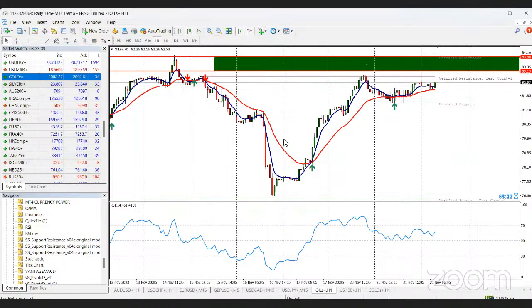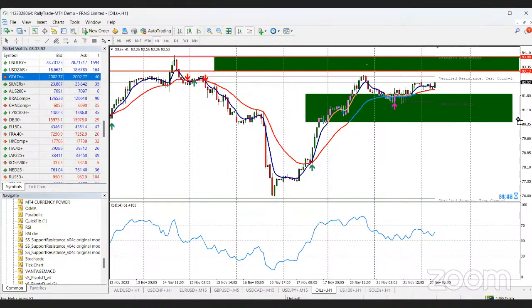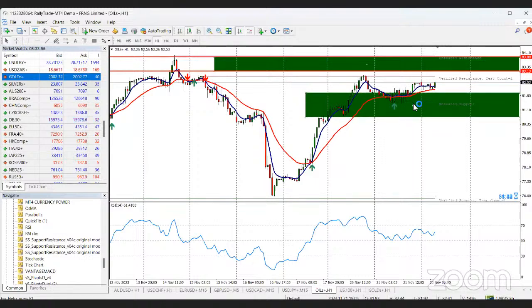Now, because this is a verified resistance, I envisage that price might bounce off it. Why I'm giving that region is just in case price breaks above it. But for me, it's still looking like price is going to bounce off it. However, let's hold on and see what price does. All right. Price is able to come back down into this and break this moving average. It acts like a dynamic support as well.